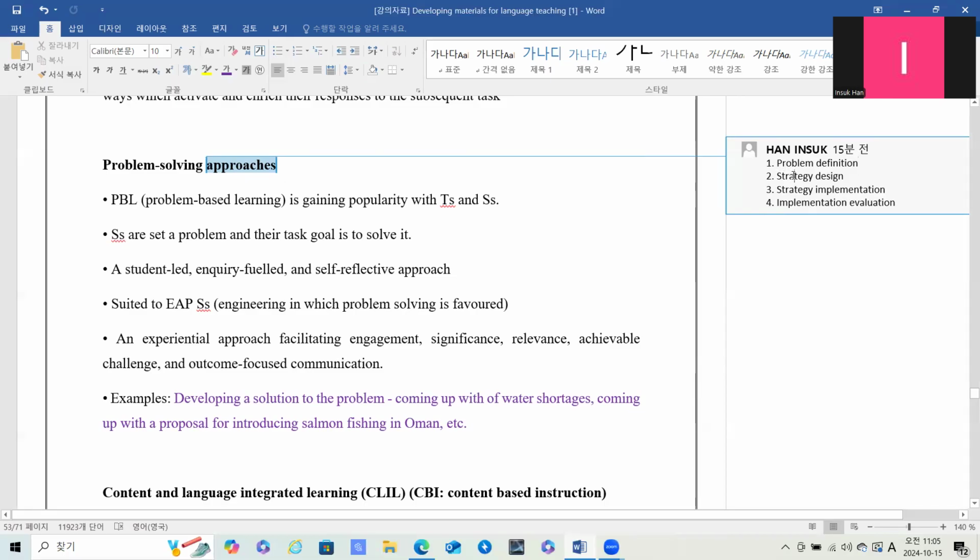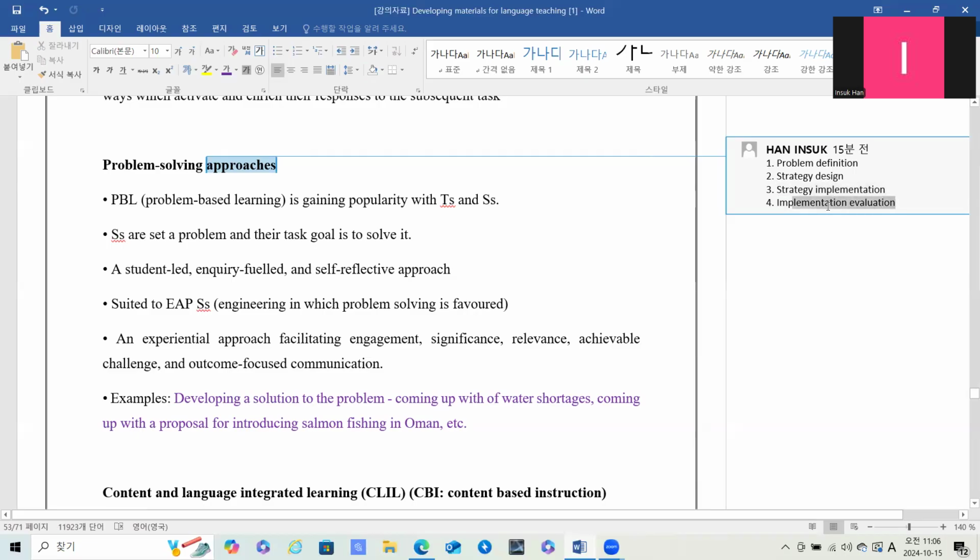And then in the second stage, strategy design, they share their existing knowledge and information and also search for new information and knowledge by reading books, magazines, or other materials, or searching through the internet. Then they design a strategy to solve their problems through discussions and negotiations. And the third stage is strategy implementation. In this stage, they apply what they have designed to real problem solving.